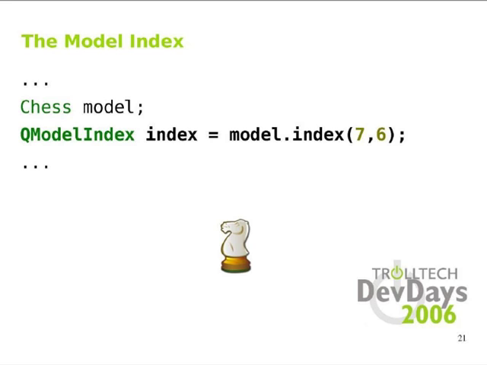This is actually how we do it in code. What we do is that we have a little class, a lightweight, short-lived object that we call a model index. And it contains the information that we need to find something in your data structure. In this case, we get the model index from the model, and we want the model index at row 7 and column 6.